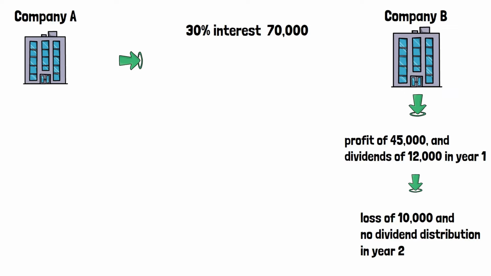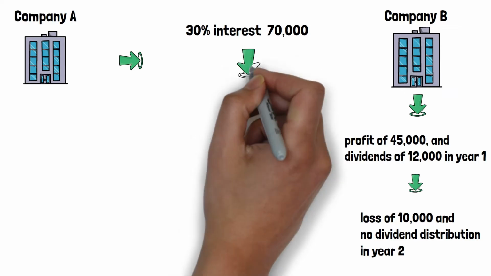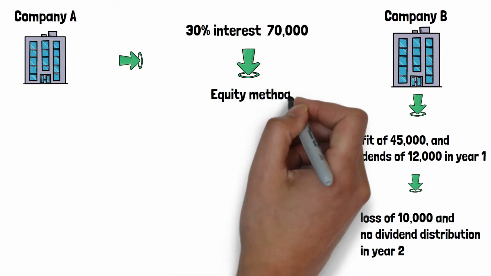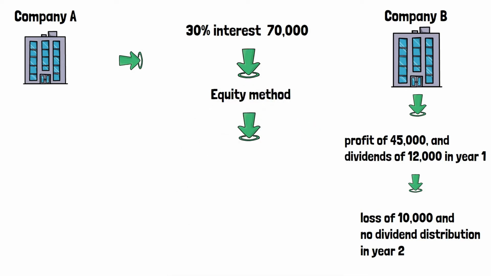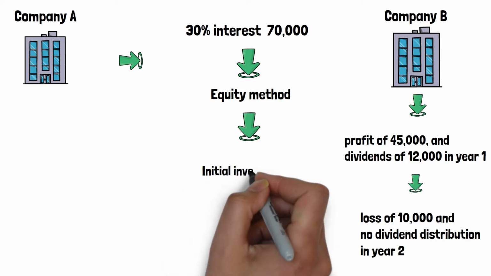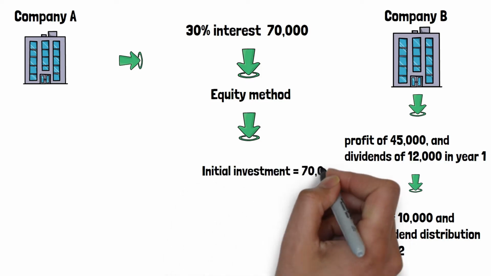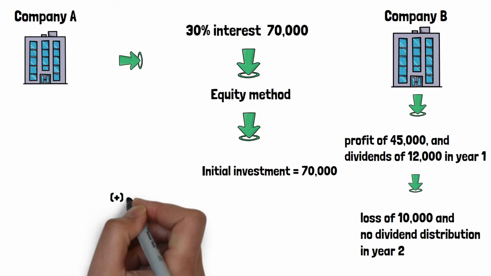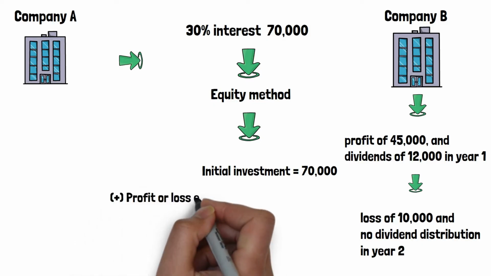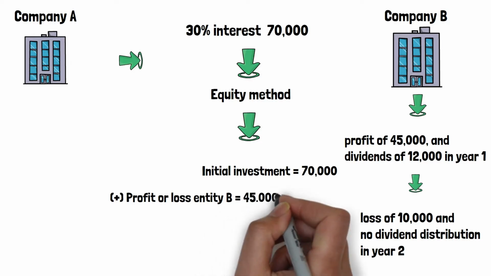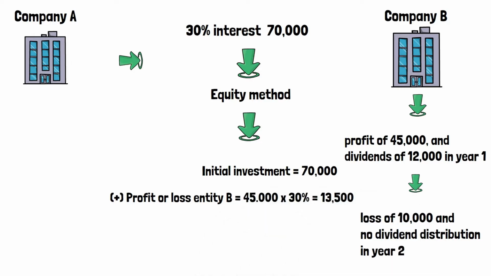To solve this exercise, we are going to calculate the equity method. So this method says that we should recognize the initial investment at cost. In other words, recognize the investment of $70,000. In addition, we must affect the investment for the proportional 30% of gain or loss recognized in the accounting period of Entity B. As we can see, for year 1, the entity reported a profit of $45,000. Therefore, we must affect the investment in $13,500, equivalent to 30% of $45,000.